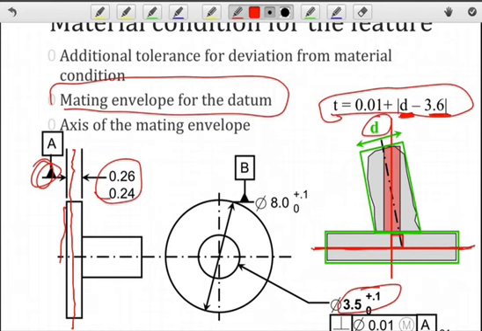So here I've indicated datum A would have to be established by taking the mating envelope, which would be the smallest box that we can fit to enclose the top surface and the bottom surface. We're not talking about a cylinder now. We're talking about two parallel planes to enclose those two surfaces. Once we've defined that, then we can determine where A is and, of course, orient our tolerance zone with respect to that.